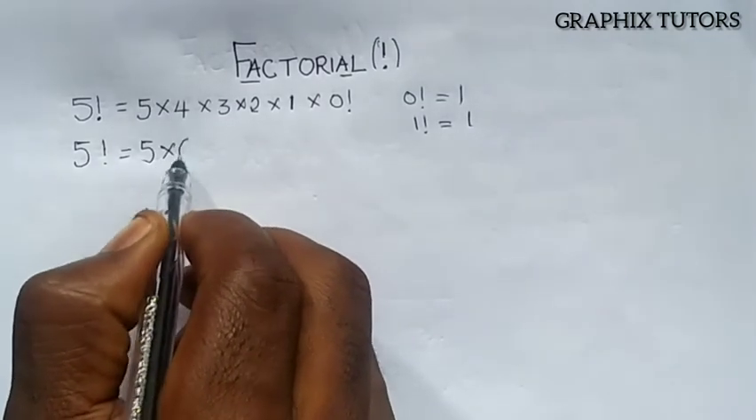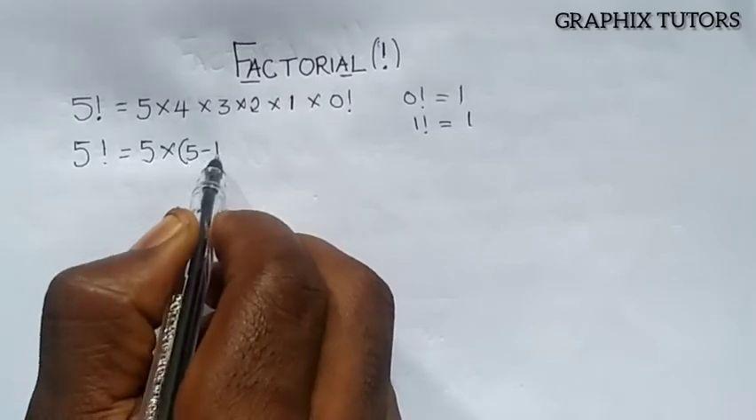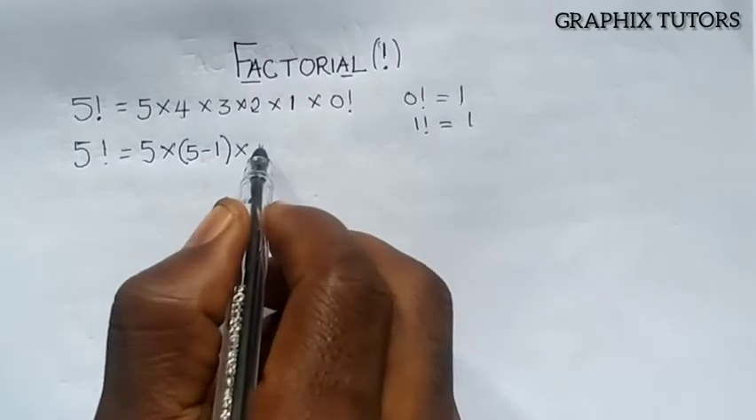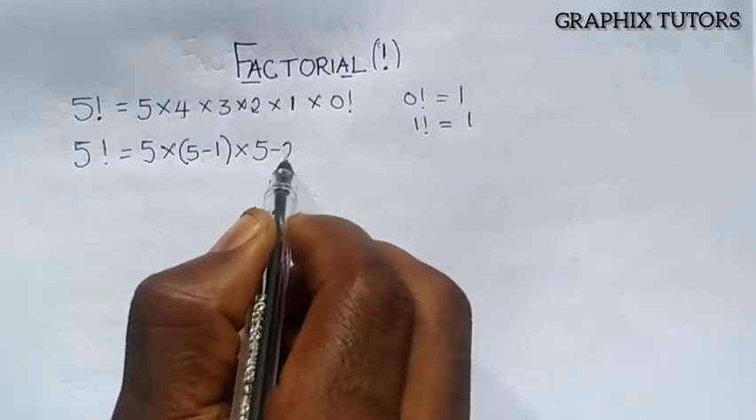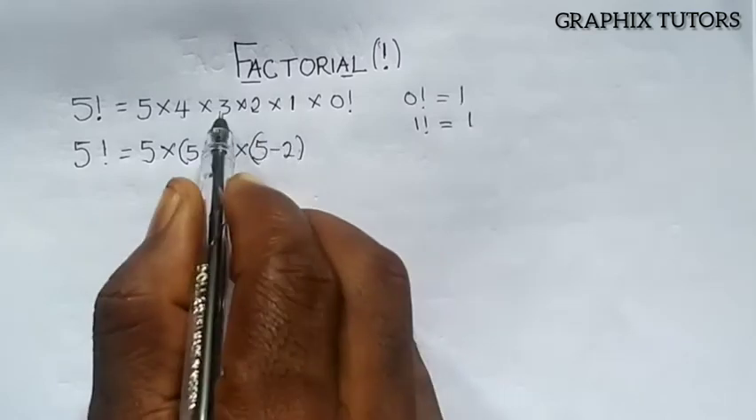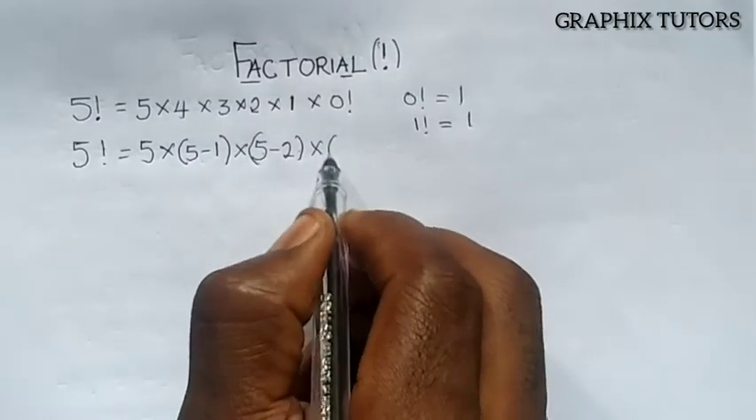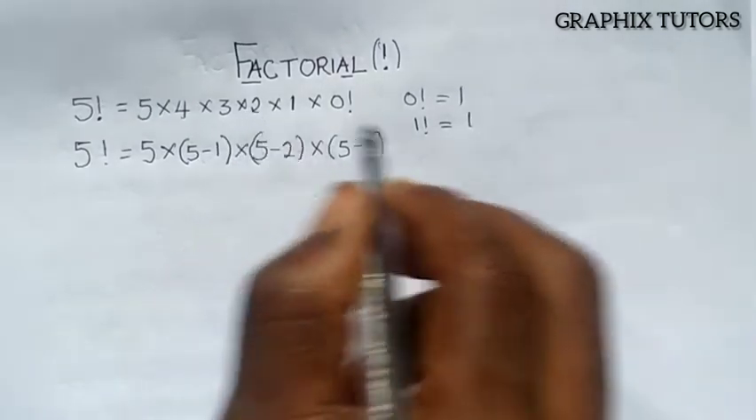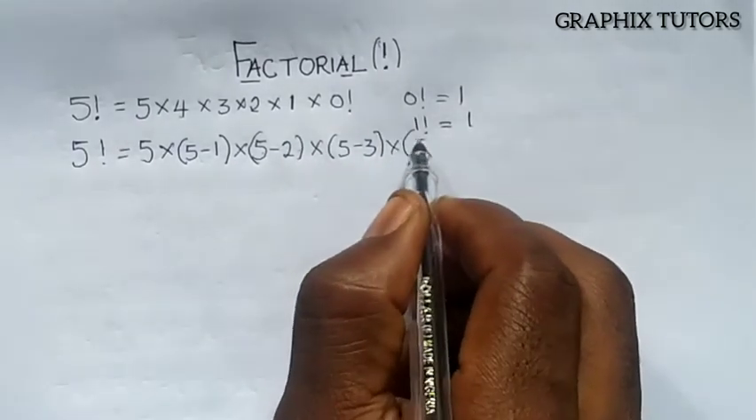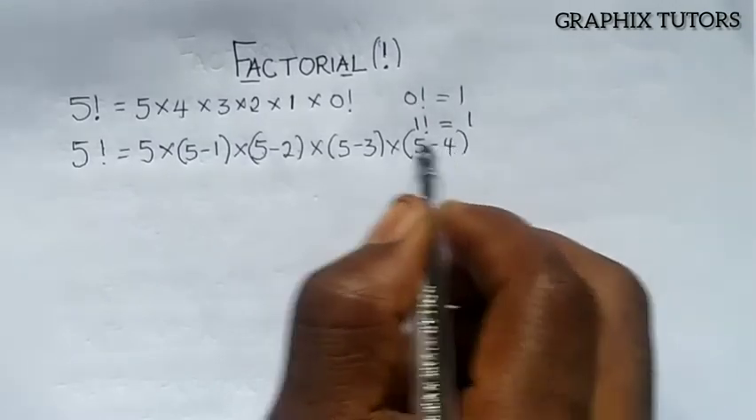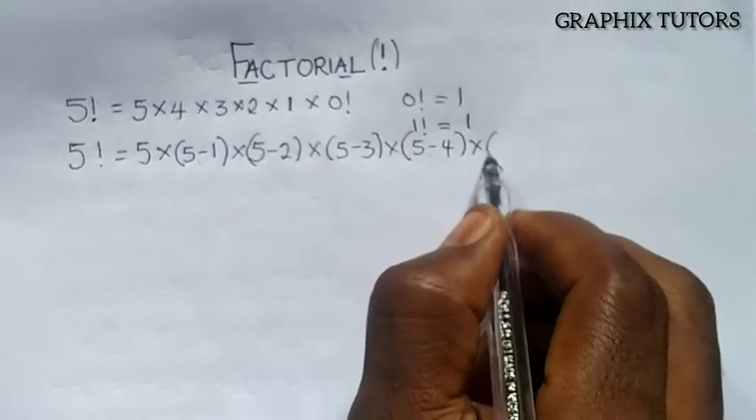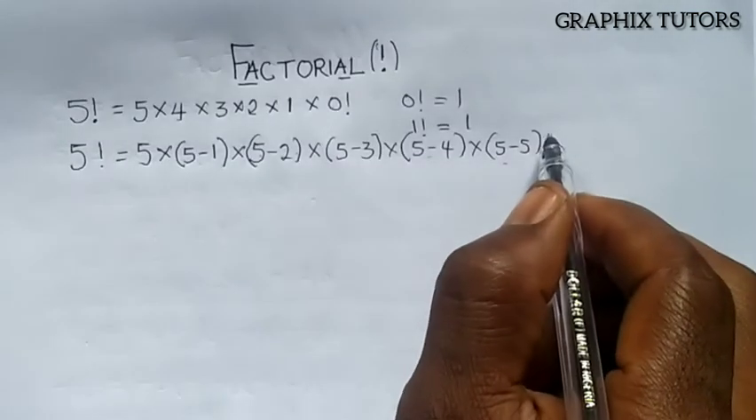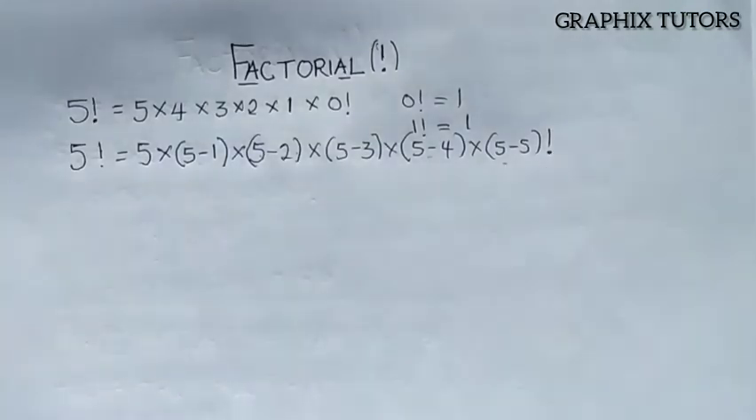multiplied by 5 minus 1, because 5 minus 1 is 4, multiplied by 5 minus 2, because 5 minus 2 is 3, multiplied by 5 minus 3, which is 2, multiplied by 5 minus 4, which is 1, multiplied by 5 minus 5, which is 0. And since I'm ending there, I'll put factorial there.